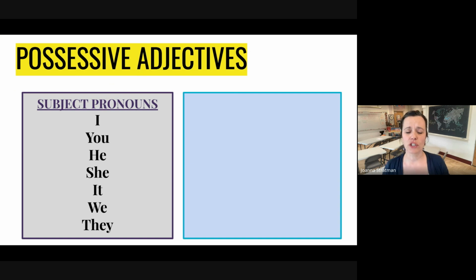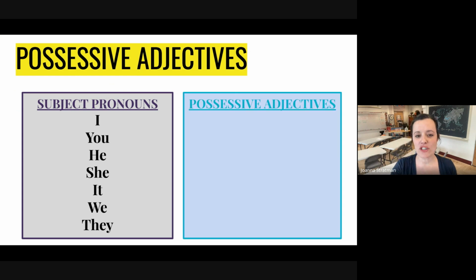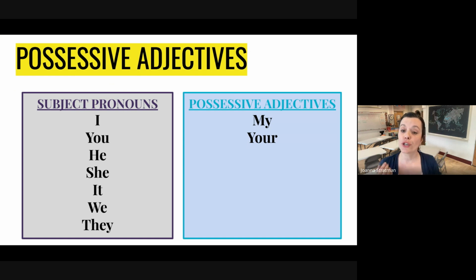Let's first look at possessive adjectives. So here you see the subject pronouns I, you, he, she, it, we, and they. And the possessive adjectives here are my is used for I, your is used for you.